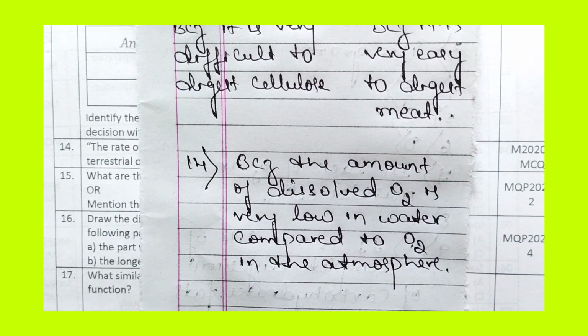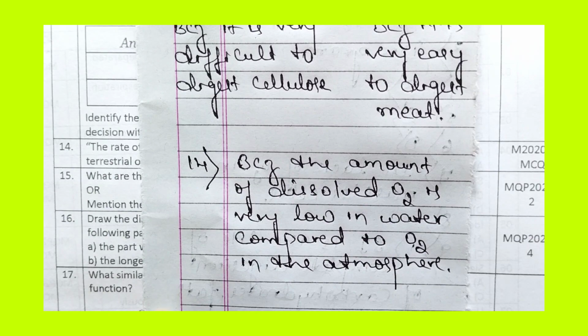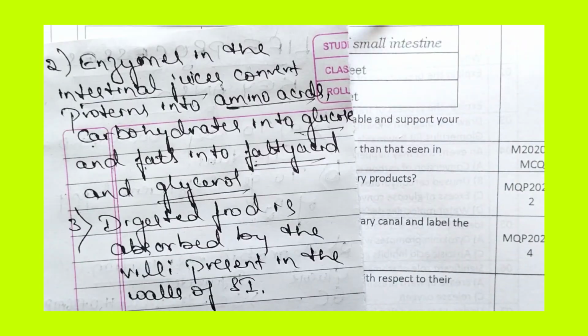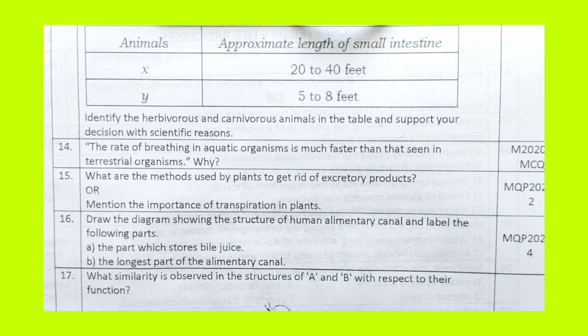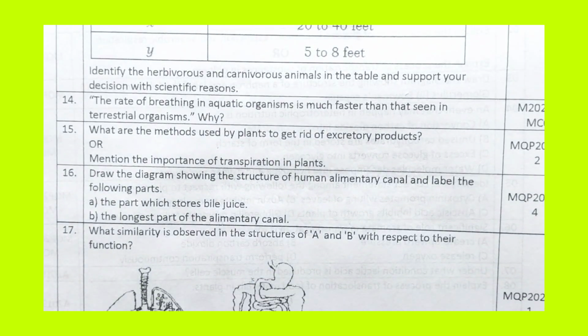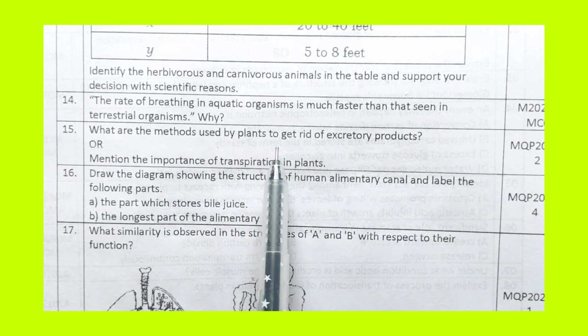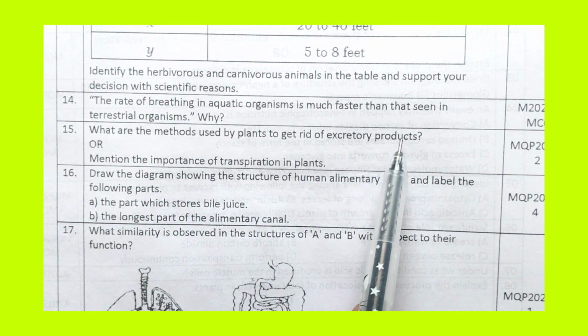So this is the right answer for 14th question. Now let us move for question number 15. That is, what are the methods used by plants to get rid of excretory product?